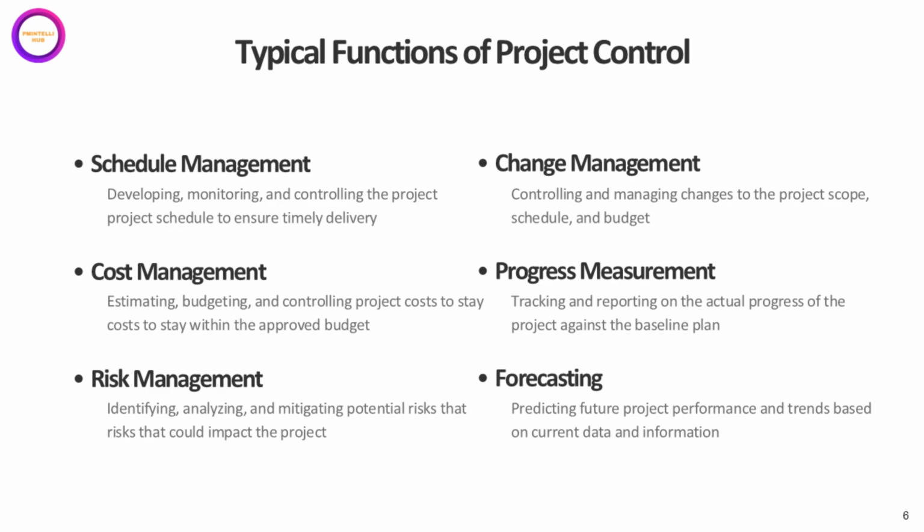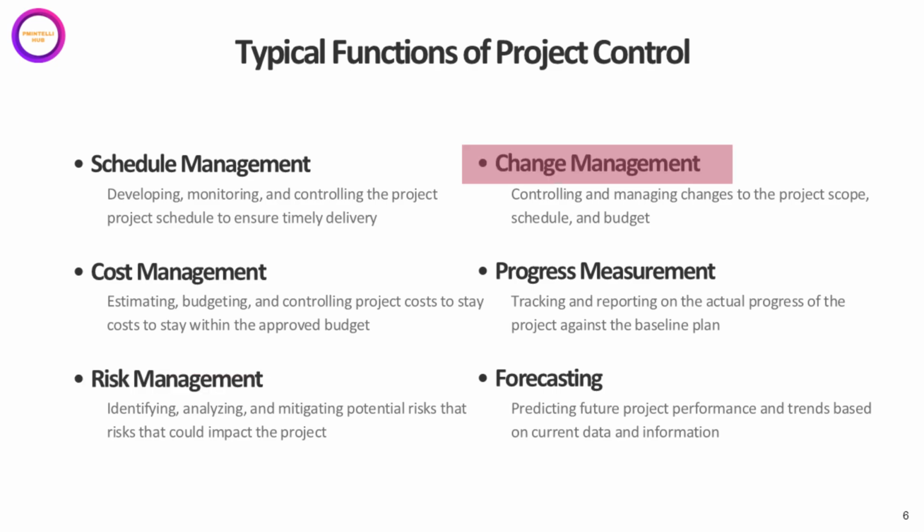Now that we understand the fundamentals, let's look at the typical functions that fall under project control. These include schedule management. This is about developing, monitoring, and controlling the project schedule to ensure we deliver on time. Cost management. This involves estimating costs, setting budgets, and then controlling those costs to stay within the approved budget. Risk management. This function focuses on identifying, analyzing, and mitigating potential risks that could negatively impact the project.